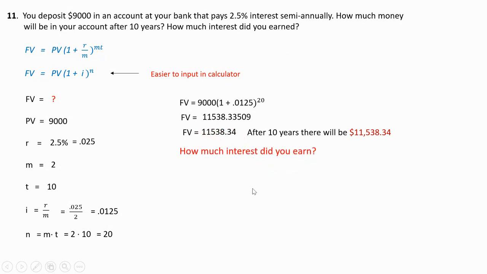Okay. Now, how much interest did you earn? So here's what we do. The interest earned is the future value, what we just got, minus what you invested. So it's going to be 11,538.34 minus the money you invested, which was 9,000, which will be 2,538.34. That's how much interest you earned.